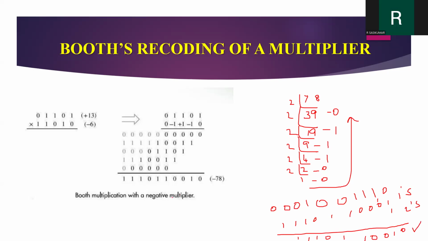Okay, so this is the answer. We got it. So this one is minus 78, and this one is plus 78. So this is the way to perform the Booth multiplication algorithm. The number of steps will be reduced. That is an advantage of the Booth multiplication algorithm. I hope you understand this concept. Thank you.